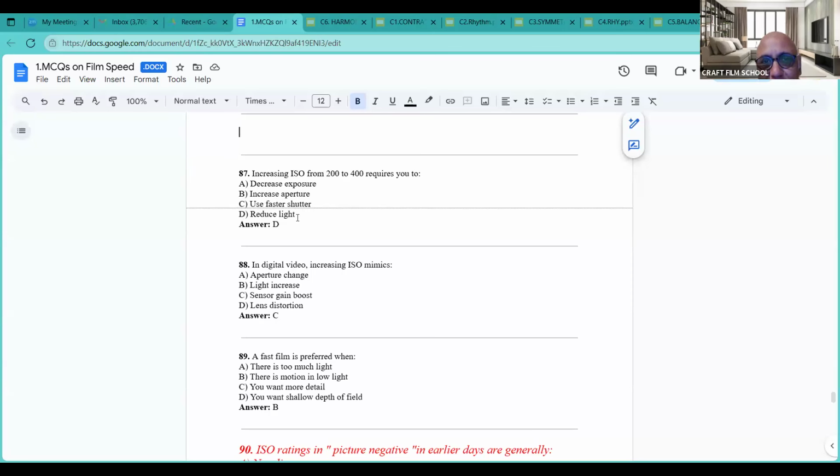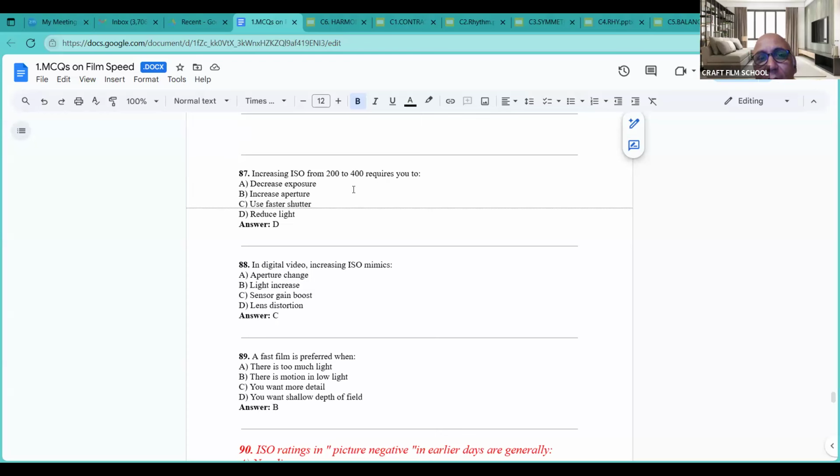Now try to understand this question. Increasing from 200 to 400 requires you to decrease the exposure. You need to cut down the exposure, correct? Because there's a correct exposure right now, for example, for any combination. From there, I shift the dial from 200 to 400, so what I've done is I have gained one stop. If I have gained one stop in the exposure, I need to cut down the exposure also by one stop, right? So I will decrease the exposure by one stop.